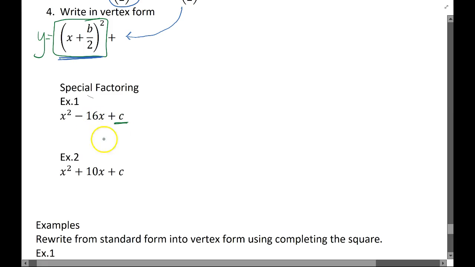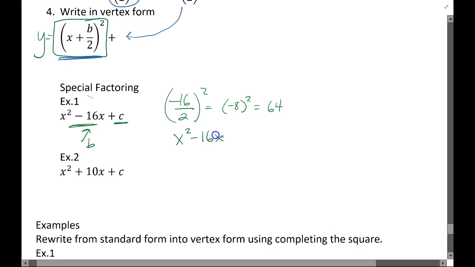So my B value, here's our B, okay, is negative 16. So negative 16 divided by 2 squared gives us negative 8 squared, which is going to equal a positive 64. If you're using your calculator, make sure you put that negative 8 in parentheses. And so what we get is x squared minus 16x plus 64.